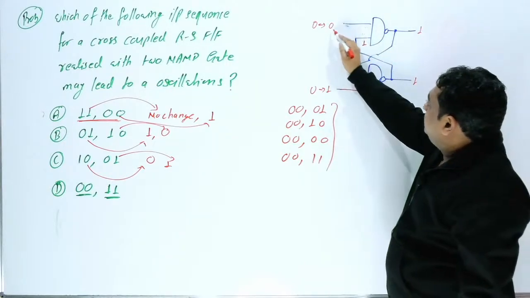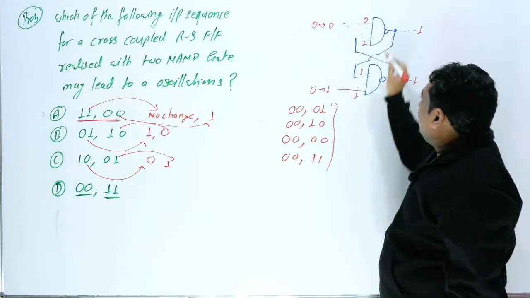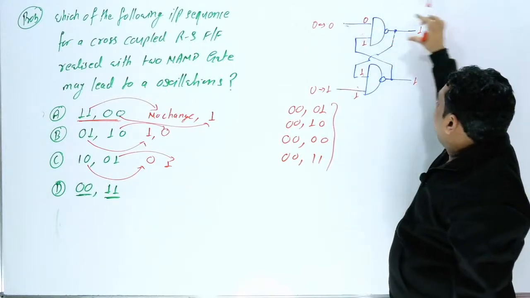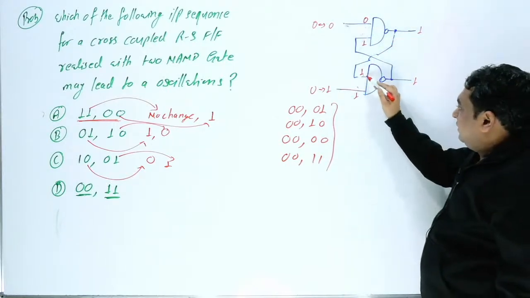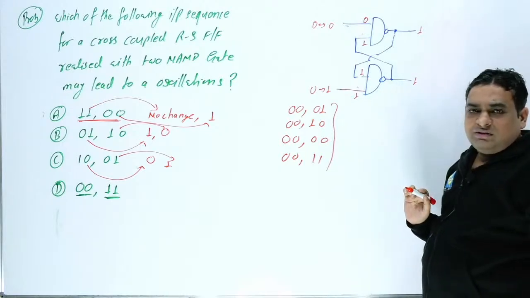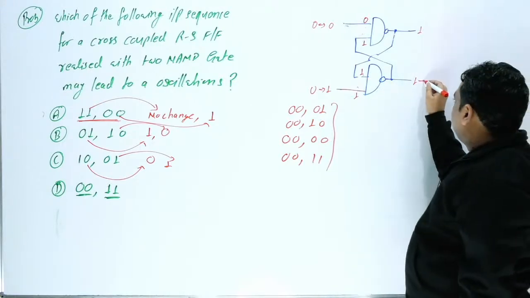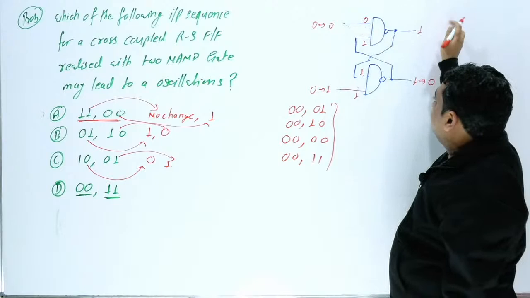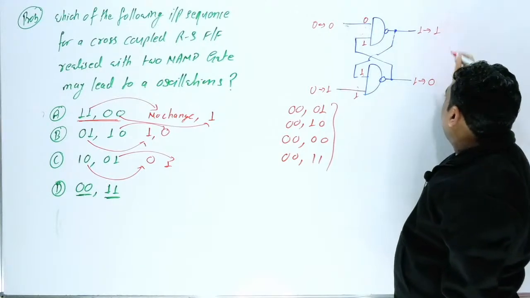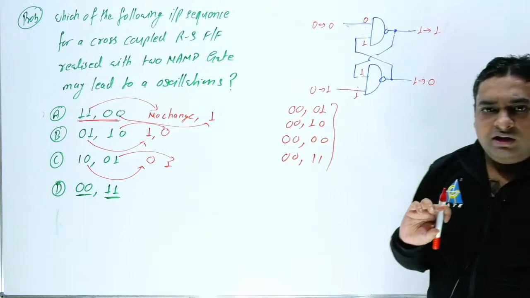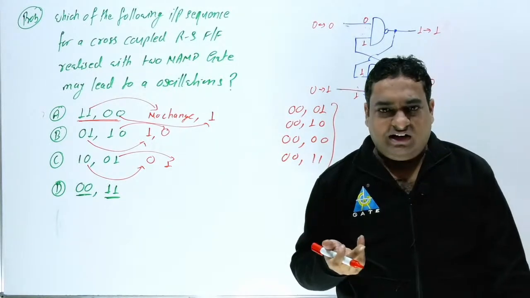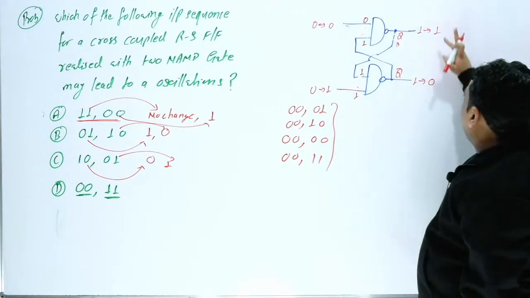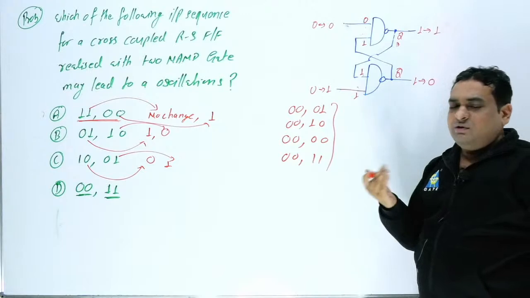Now the next input you apply is 0 and 1 at the same time. What will happen? If this is 0 1, this will process and this will process. You can see this is 1 1, 1 bar is 0, so this will be 0, and here this is 0 1, 0 bar is 1. So here you are getting 1 and here you are getting 0. So you are getting a valid state at the output. If this is Q and this is Q bar, then this is 1 and this is 0. So always you will get a valid state now.